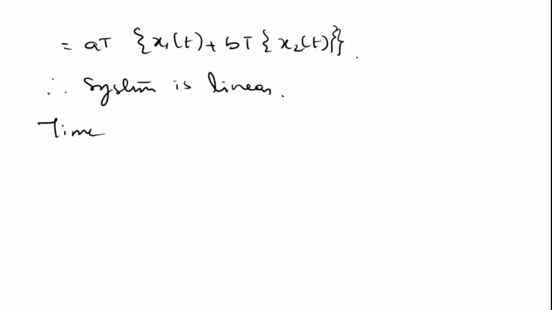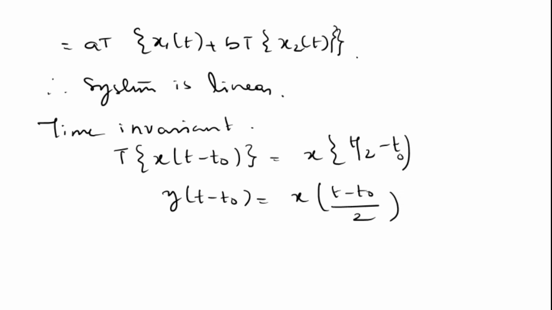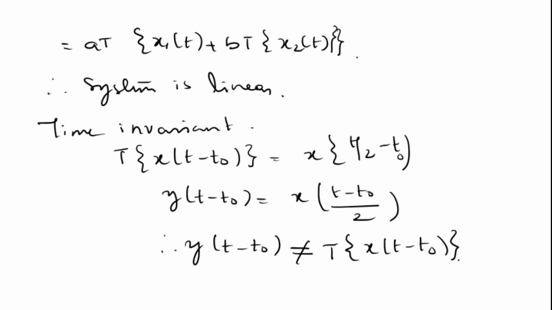Second one, we have to check whether it is time invariant. T of x of t minus t naught is equal to x of t by 2 minus t naught. Y of t minus t naught is equal to x of t minus t naught by 2. Therefore, y of t minus t naught is not equal to t of x of t minus t naught. Therefore, the system is time variant.